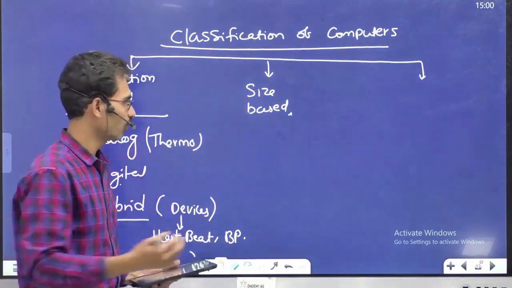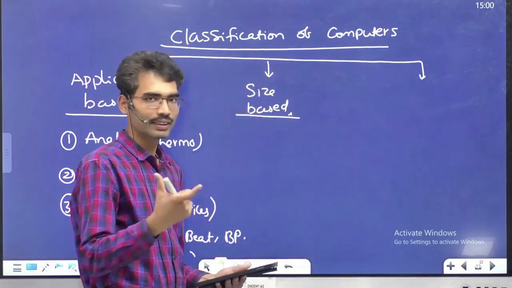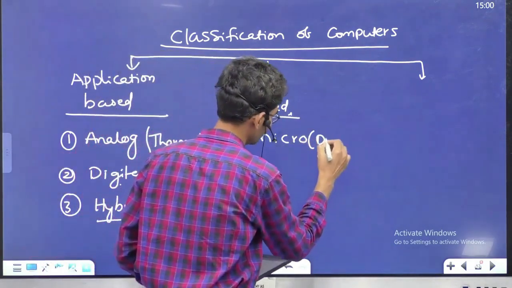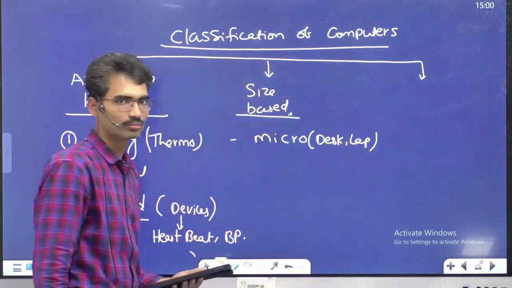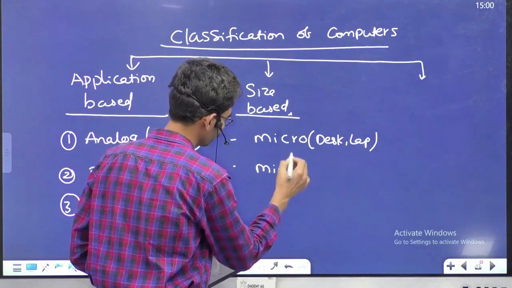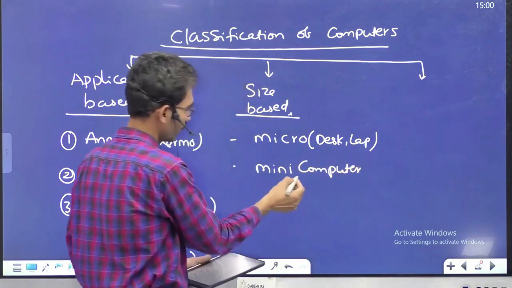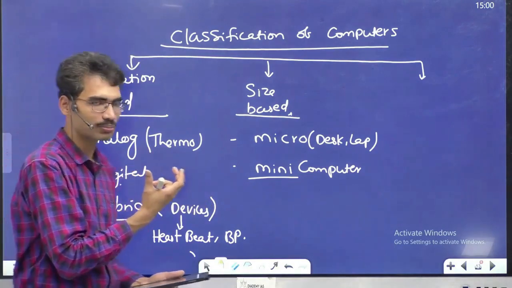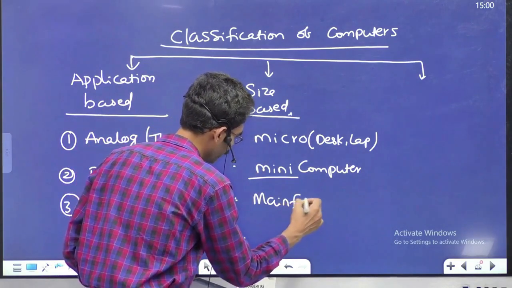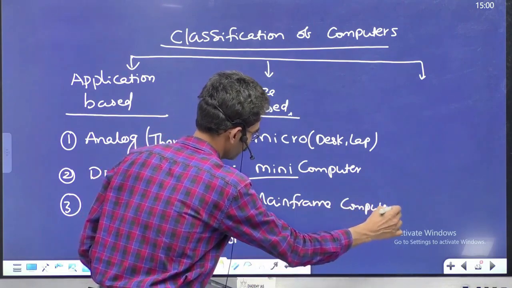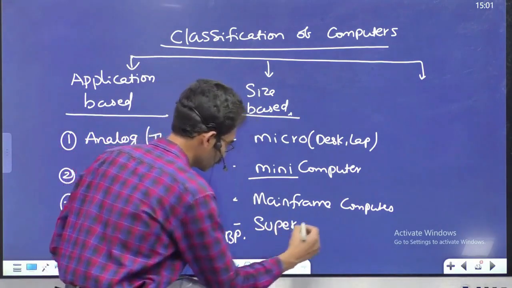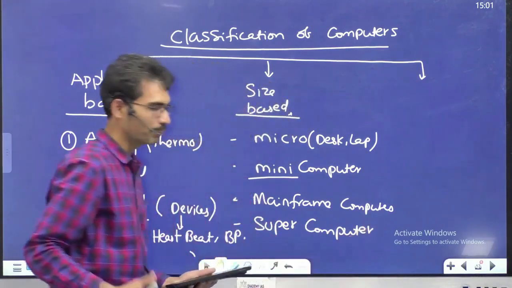If we take size as an important parameter to categorize, there are microcomputers. Our desktops, laptops, all these are micro. They are very small compared with the previous generation. Then minicomputers. Don't confuse micro and mini: mini appears small, but micro is much smaller. Mini is larger than micro. Then mainframe computers, much bigger. And if we increase the size further, supercomputers. So it is based on size.